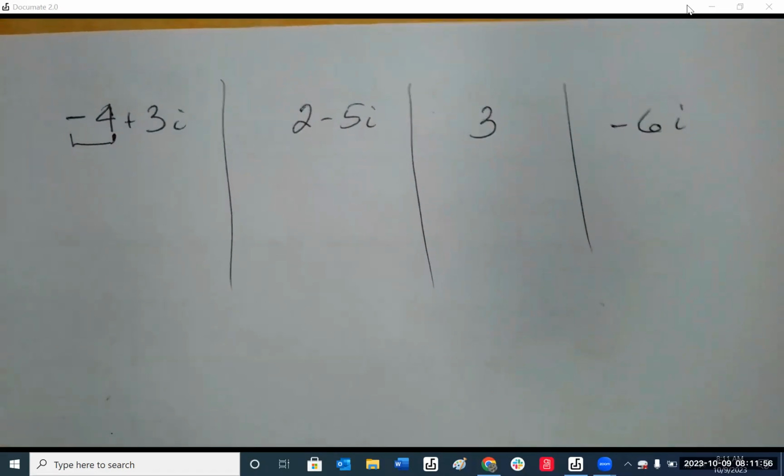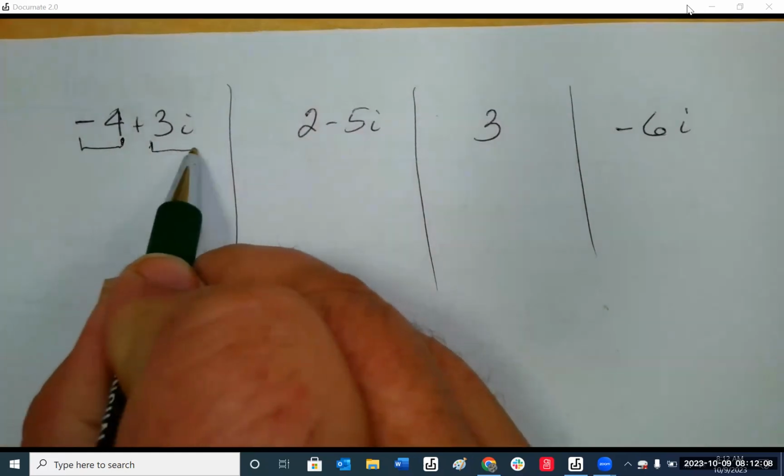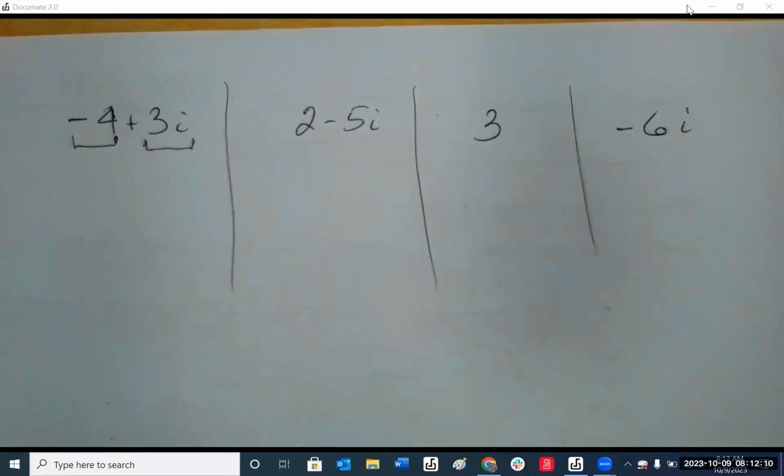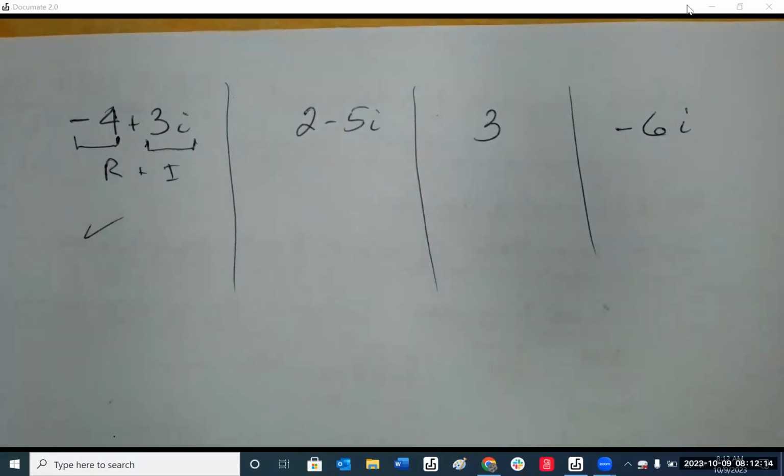Real numbers are all the numbers that we deal with right now. We go from negative infinity to positive infinity and everything in between. If you can graph it, it's a real number. This has an I after it, so it's imaginary. So this is a real plus imaginary. It is a complex number.